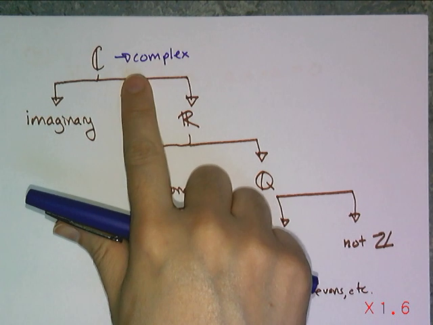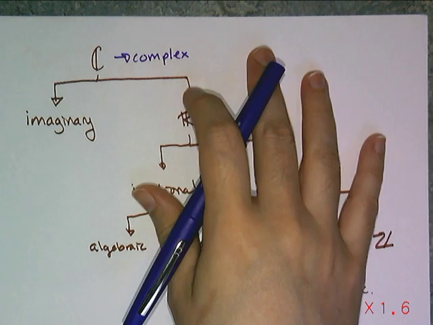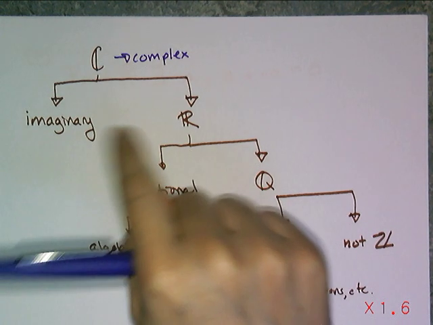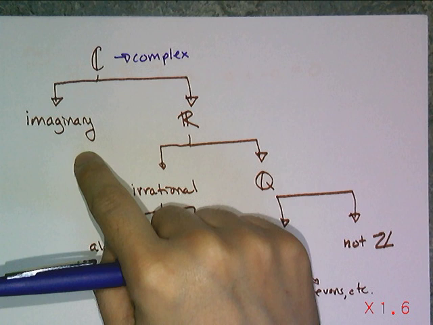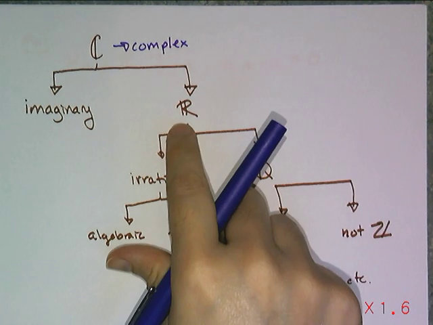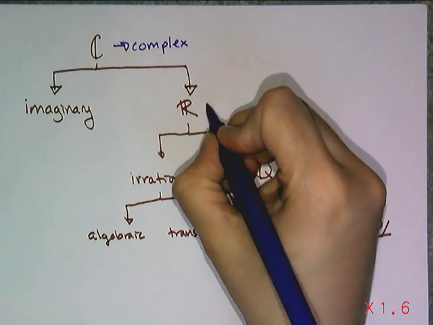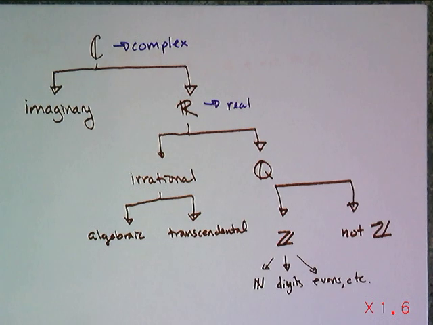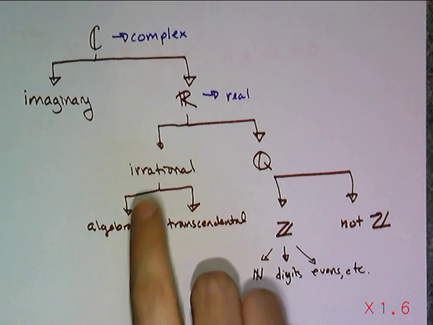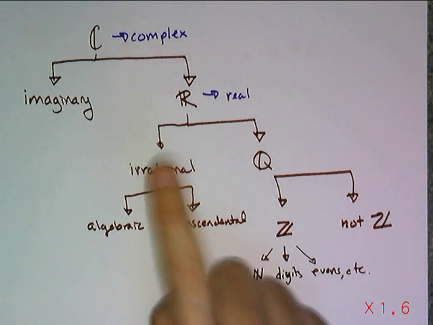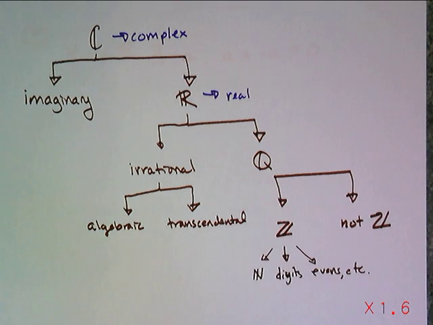And complex numbers are basically all the numbers that we're going to deal with. They can either be imaginary or real. You can't be both imaginary and real. You are either imaginary or real. And then, of course, this crazy R should be familiar from Algebra 1. It stands for the real numbers, of which there are two types. There are the irrational ones, which are non-terminating, non-repeating decimals. And then we have the rational ones.